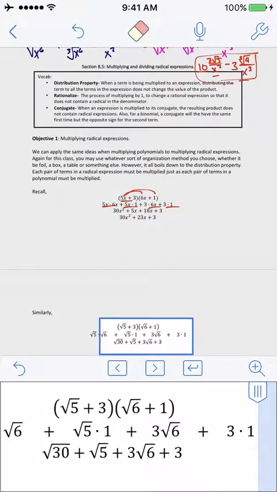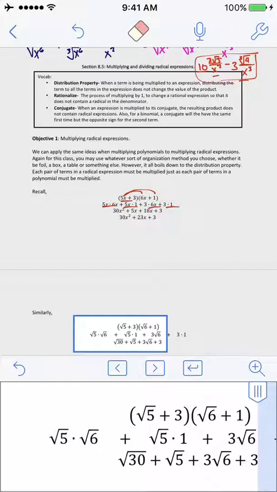Same thing goes for when you're multiplying radicals. So if you have these partial radicals, root 5 plus 3 and root 6 plus 1, it's the same thing. You can consider these binomials, and then you just multiply.